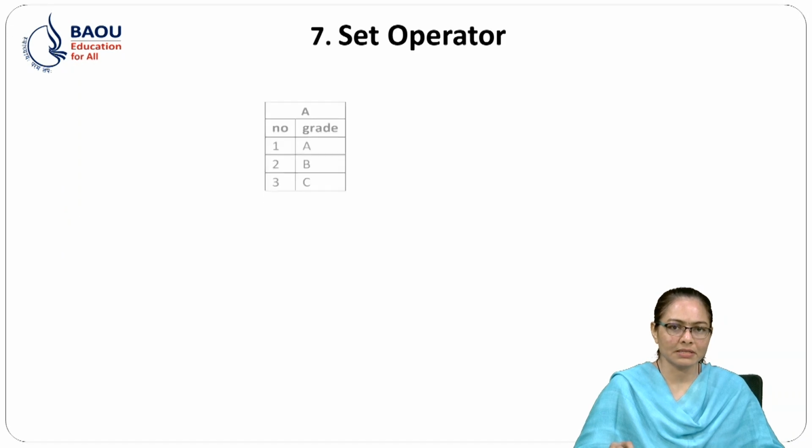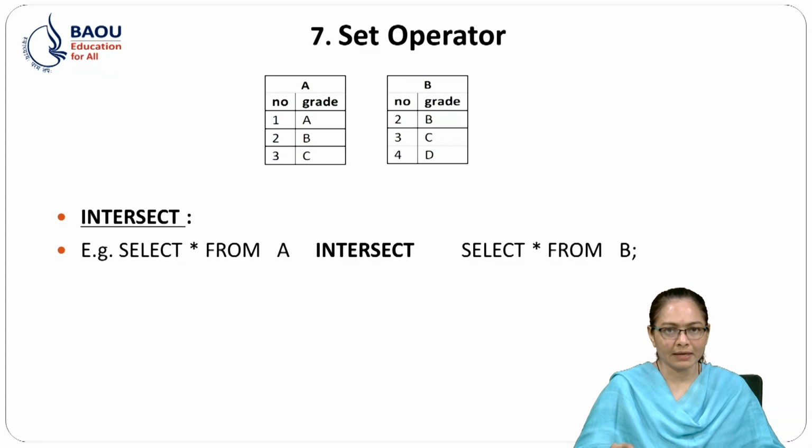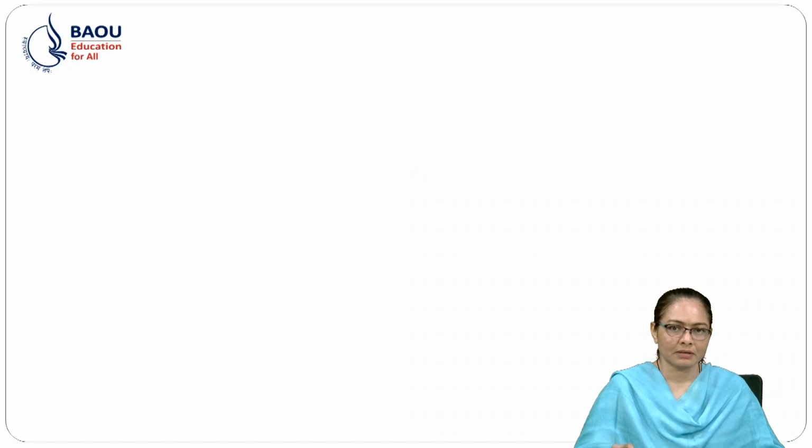Now the next one is the intersect. Select * from A intersect select * from B. The output of this query will display the common records. Intersect means the common records from both tables' data, meaning those records which are available in both tables. So it is called the intersect.